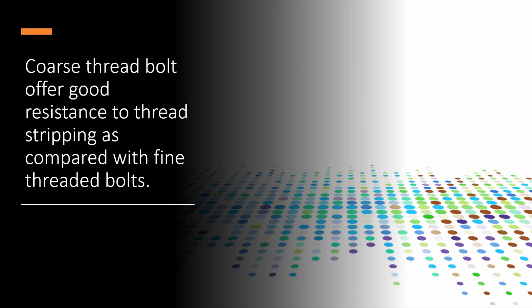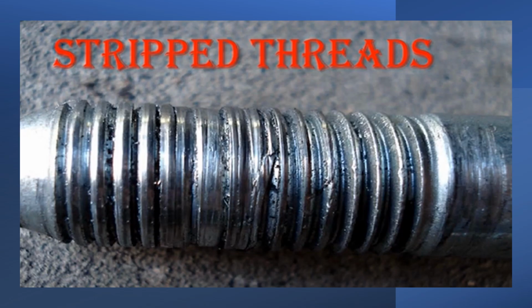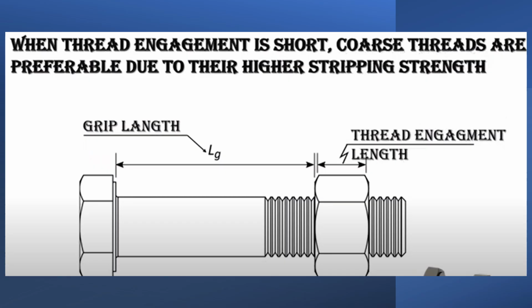I have a photo for stripping, you can easily understand. This is called stripped threads. In the stripped threads, what happens? Whenever a nut is there and we put some stress on that, the applied force is more than the strength of the bolt. So what happens? It is stripped. You see the threads got stripped. Here there are no threads, here there are threads, and in the middle there are no threads. So this is the stripping area. This is called stripped threads.